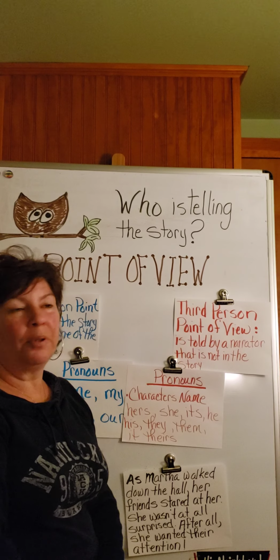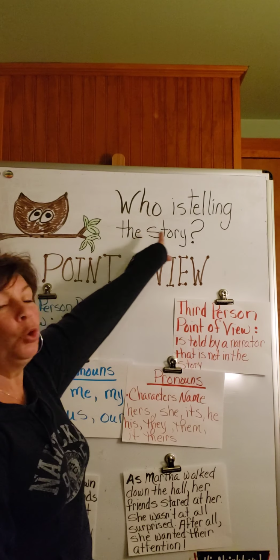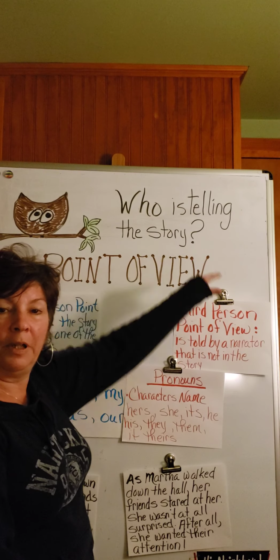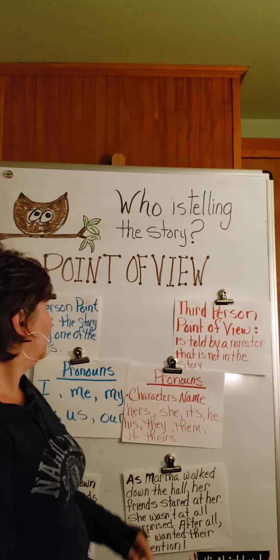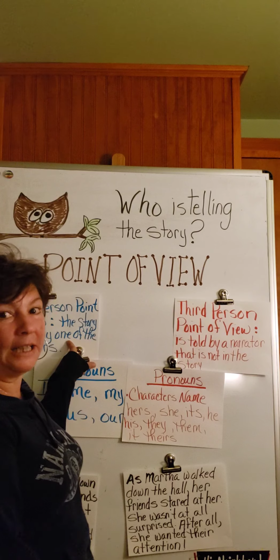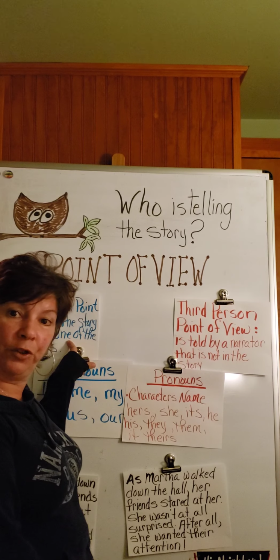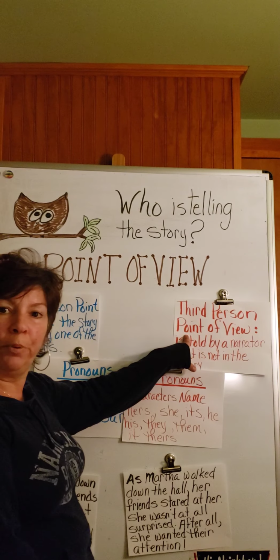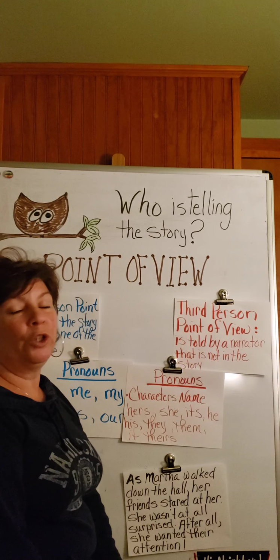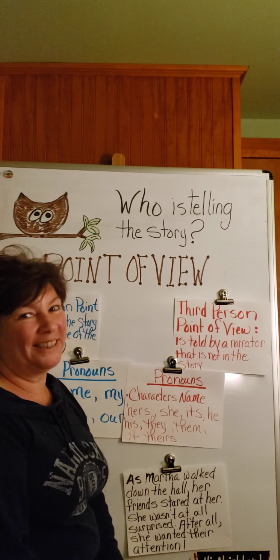So as a recap, point of view is who is telling the story, and first person is the person that is in the story. It's from their view. And third person is someone who is not in the story, but is telling the story.